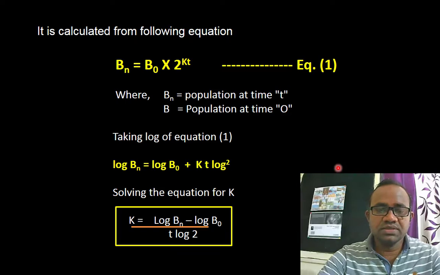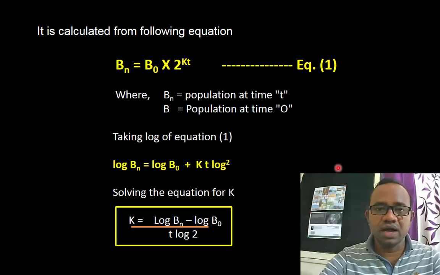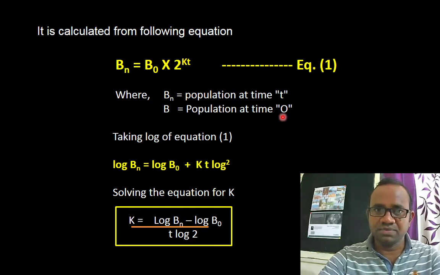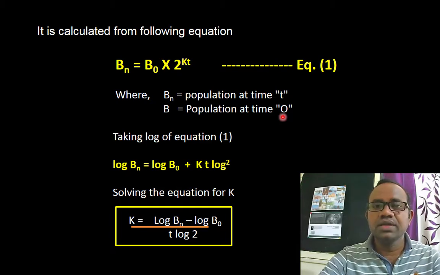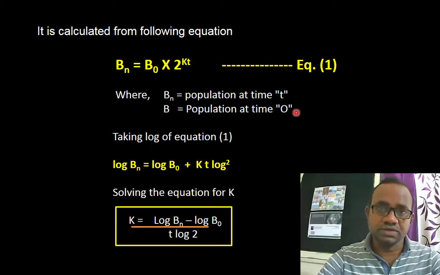To express this growth rate constant, we need to have two pieces of information in our hand. One is the population at a particular time t and the population at time 0. That means the time when we add the bacteria into the medium and keep that medium for incubation, that will become t. Mostly t we generally take as 24 hours, right?